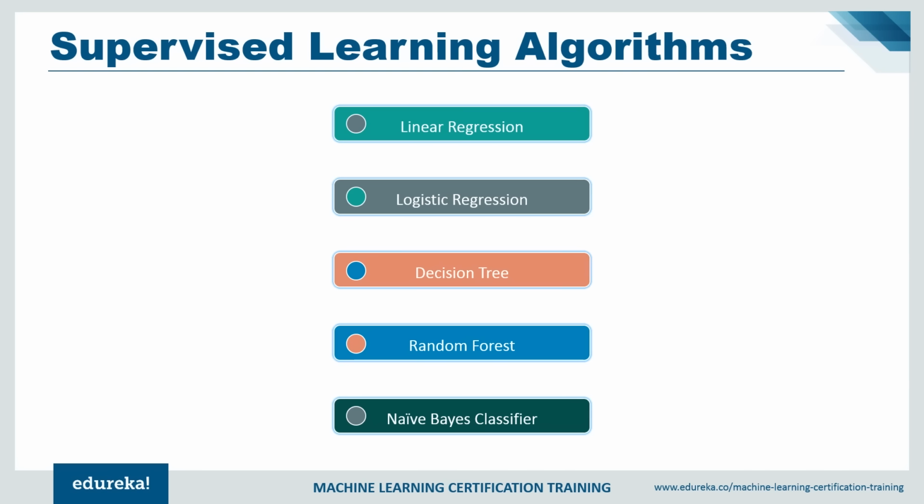Now, when we talk about supervised learning, there are not just one, but quite a few algorithms. We have linear regression, logistic regression, decision tree, random forest, and naive Bayes classifiers. Linear regression is used to estimate real values, for example, the cost of houses, the number of calls, the total sales, based on continuous variables. That is what linear regression is. Logistic regression is used to estimate discrete values, which are binary values like 0 and 1, yes or no, true and false, based on the given set of independent variables.